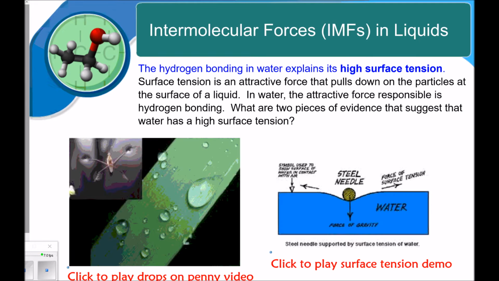The hydrogen bonding in water explains its high surface tension. Surface tension is an attractive force that pulls down on the particles at the surface of a liquid. In water, the attractive force responsible is hydrogen bonding. What are two pieces of evidence that suggest water has high surface tension?